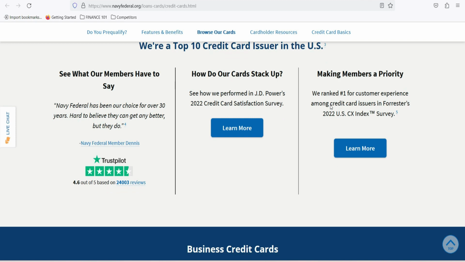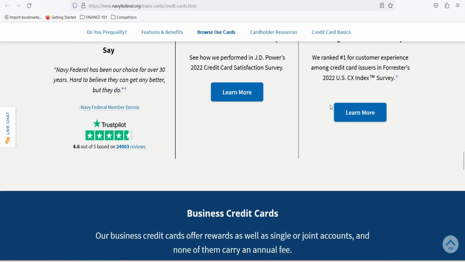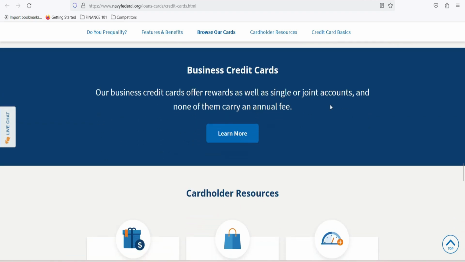Monitor your credit. Regularly check your credit report for accuracy and to identify any suspicious activity. Many credit card issuers, including Navy Federal, offer tools to help you monitor your credit. Manage your balances. Keep your credit card balances manageable and aim to pay them off in full each month. This practice can positively impact your credit score.